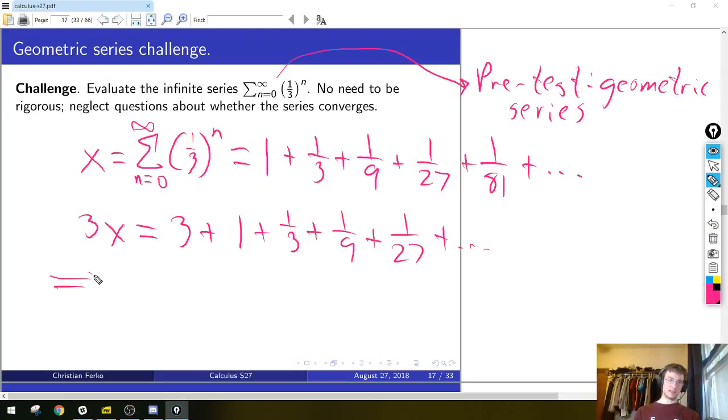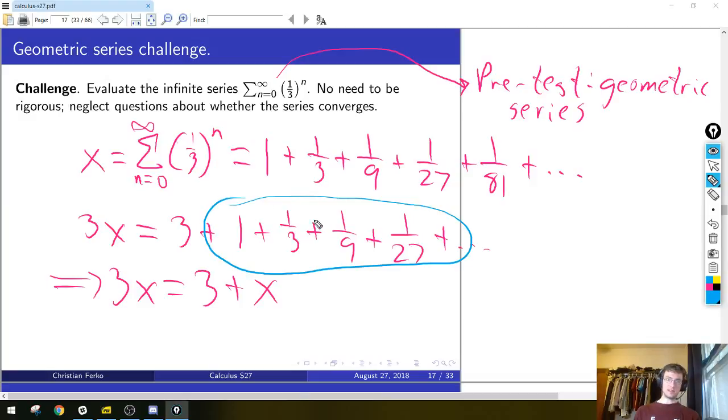I think we just want to say that the left side is 3x equals 3 plus x, right? All we're doing is taking this infinite set of terms, which by definition is the same as x, right? That's what we defined x to be. So we're just replacing this part of the equation by x itself, right? That's the key step.